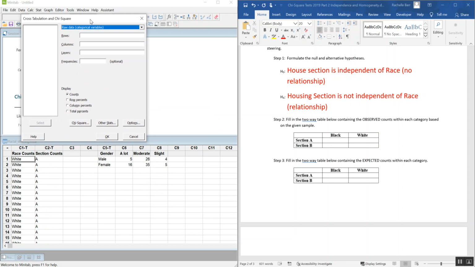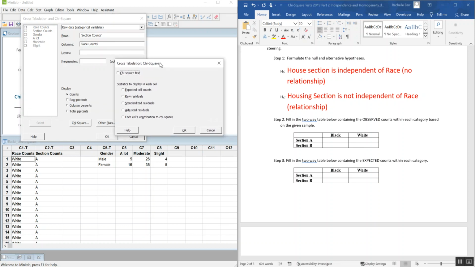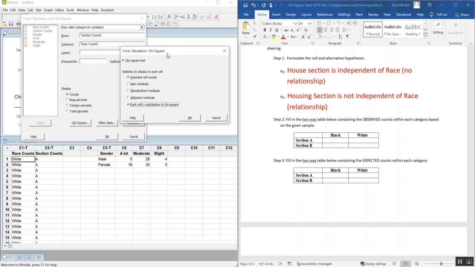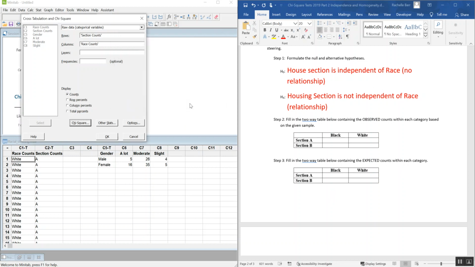Cool. So for this one, I'm going to put in my rows, what did I pick for rows? Housing section. And then for columns, I've got race making my columns. And then I want to hit chi-squared. Make sure it's doing the chi-squared test. This is something to watch out for. See how it doesn't have it checked? So I need to do that. I want the expecteds and I want the contributions. So make sure you check those two. You need the expected cell counts to make step 3. And I want each contribution to chi-squared so I can see whether or not there's something going on there. I'm going to hit OK.